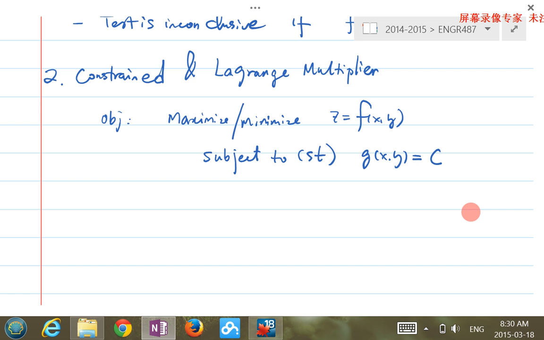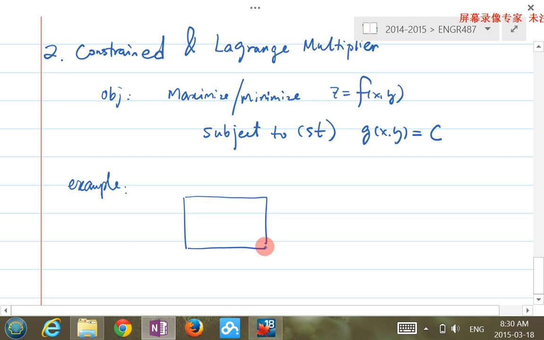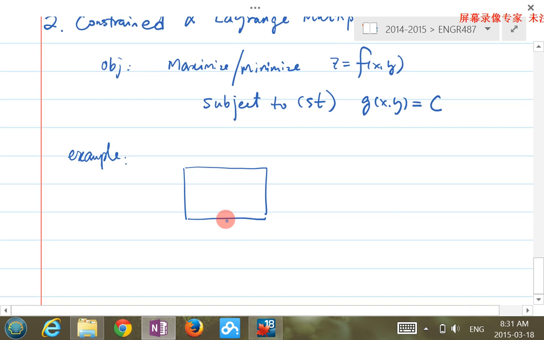Let me give you a very simple example. I think I talked about this in the 248 too. Let's say you are designing a rectangular fence, and this side, the length is L, and let's say this side is facing the road, and the other three sides are the backyards.